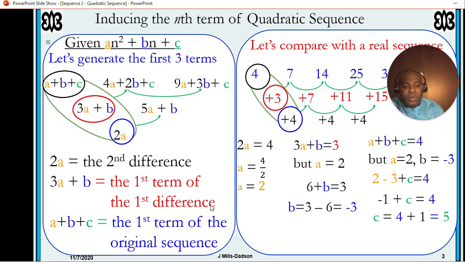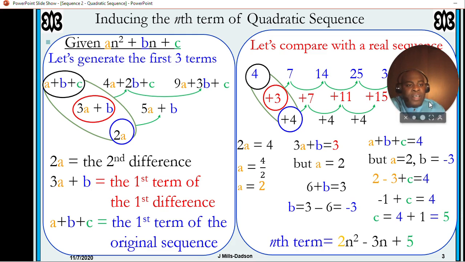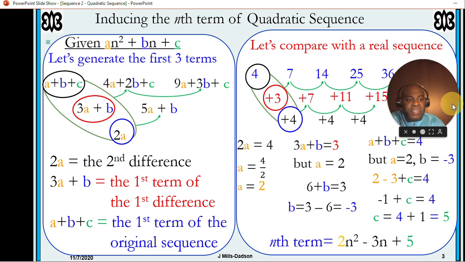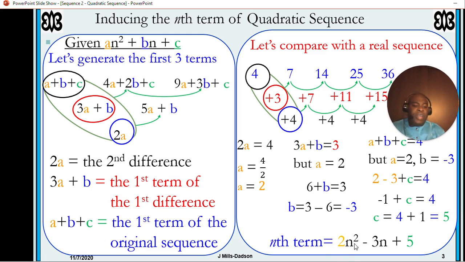So now that we know our a is 2, our b is negative 3, and c is 5, all we need to do is replace a, b, and c with the values that we computed. And that's our formula. So the formula for this sequence, 4, 7, 14, 25, and 36, is giving us 2n squared minus 3n plus 5. And you can double check to see.